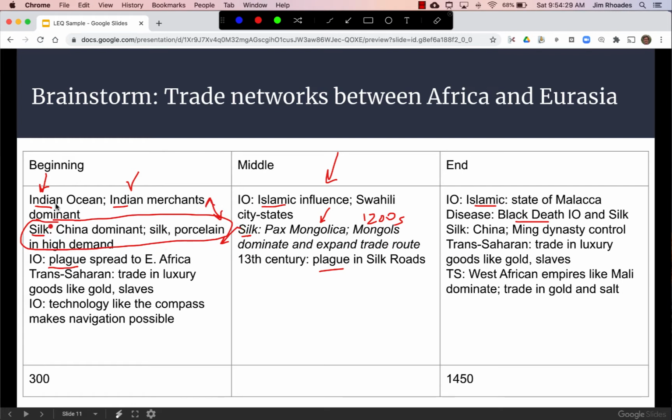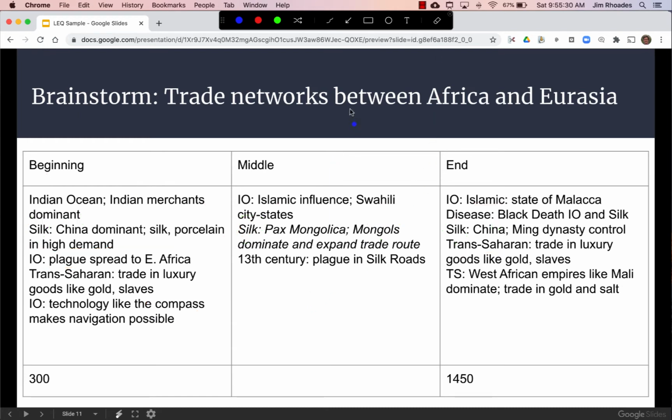So notice I did silk, silk, silk, and I have first China, then Mongols, and then China again. So that's kind of a little change that I could come up with. I wrote some stuff then about the Trans-Saharan trade network over here. I thought of Mali being dominant, but I couldn't really think of who was dominant back here. I wrote some stuff about technology like the compass, but I wasn't exactly sure what happened over here. So I wrote down a bunch of stuff that I won't use in my essay.